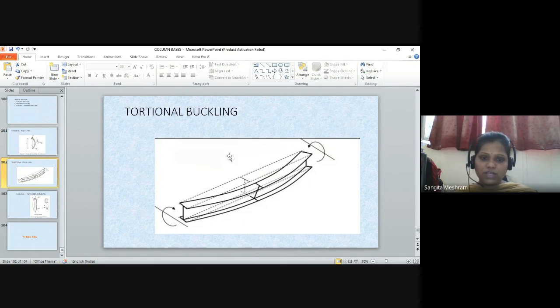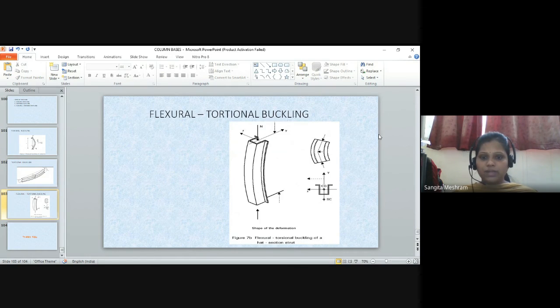This is the torsion effect. So here, this member is an I section member. The moment is acting at the end of this member, so it causes a bending effect. Somewhat a bending effect is there. So this type of buckling we call torsional buckling. Then this is the combination, flexural torsional buckling. This is the shape of deformation. Then the CG will be acting like this at the center of the cross section area. And this is the combination of flexural and torsional buckling.